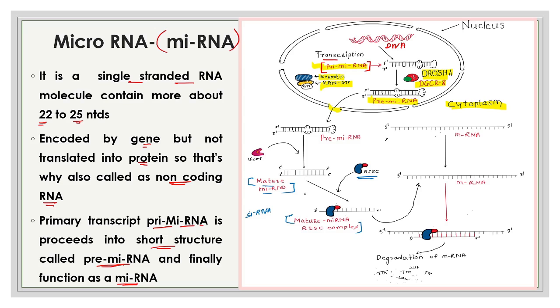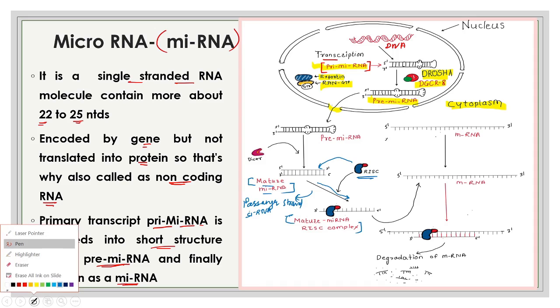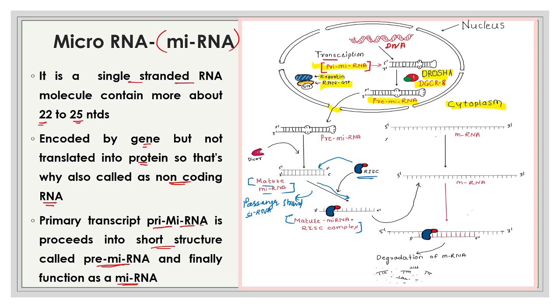They break the bond between the two strands, and one strand acts as a passenger strand and the other strand acts as a guide strand. The passenger strand leaves that complex and the guide strand remains there. So now the RISC complex with the guide strand goes toward the targeted mRNA. The guide strand recognizes the complementary sequences of that particular mRNA and makes a complex, the targeted mRNA-guide RNA complex.